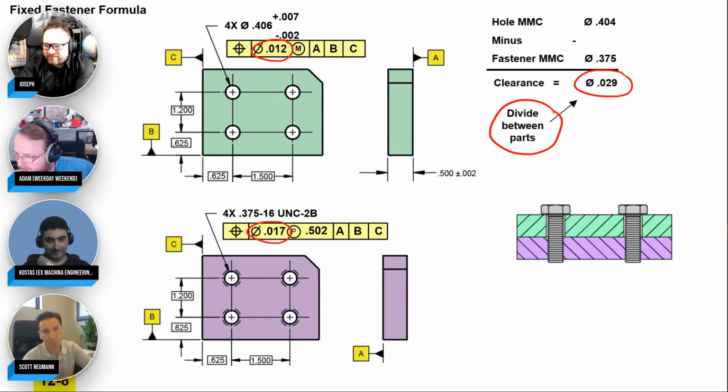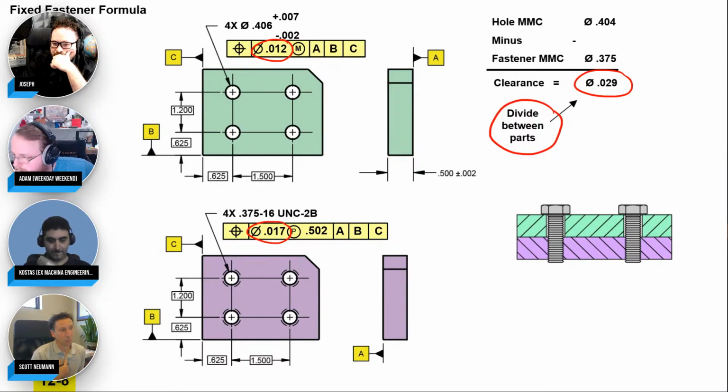Yeah, so that's it. Smallest hole, biggest pin again. But instead of giving 29 with a floating, we have to split that 29, give some to the clearance holes, some to the tapped holes. And you could split it any way you like. You could give one of them 14.5, the other 14.5. You could do 10 on one, 19 on the other.